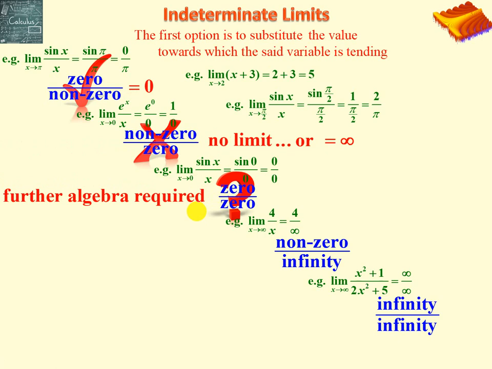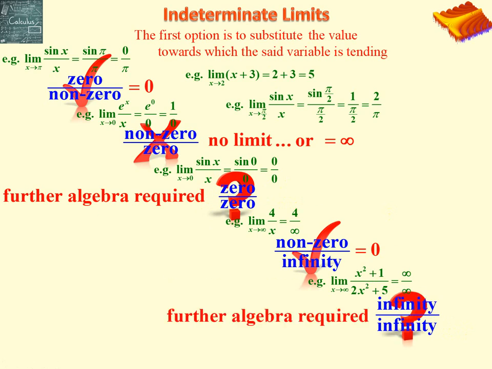This next one, non-zero over infinity. Well, the top is constant and the bottom is as big as you want it, so therefore that's going to end up as 0. And the next one, infinity over infinity, it's the same as the 0 over 0. It actually tells us nothing, and we've got to do something about it to be able to see. And that's where we'll end up with the same answer, further algebra required.